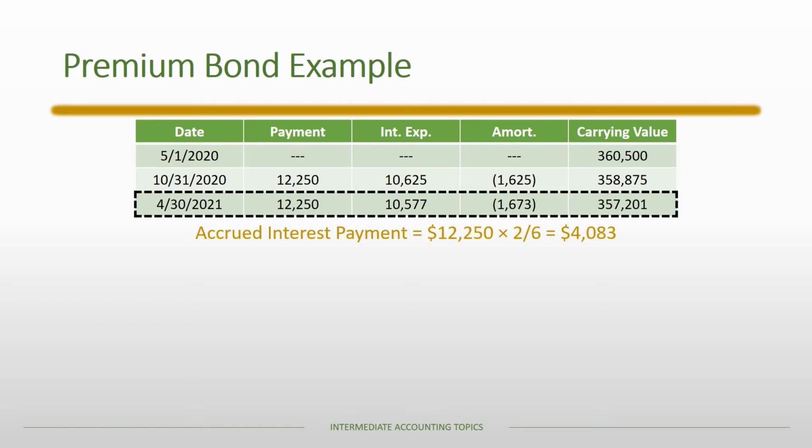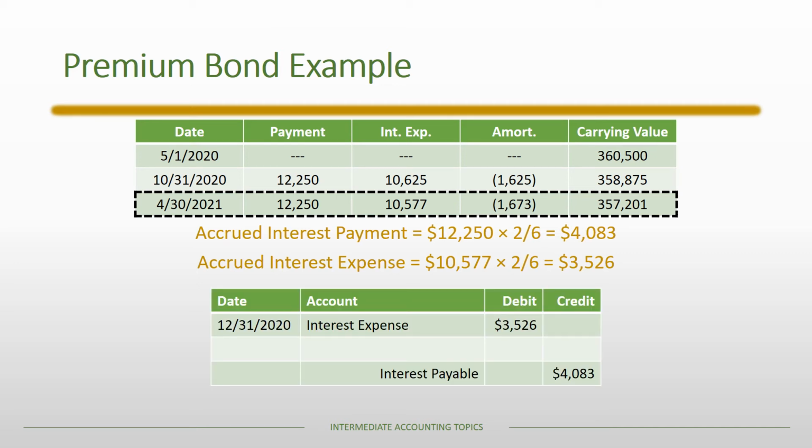In this case, the accrued interest payment, the amount of interest that's owed, this is the interest payable, is the contractual interest payment, 12,250, times 2/6, because 2 months have passed since October 31st and the 12/31/2020 fiscal year end, for a total of $4,083. We also have to accrue the interest expense, which of course is based on the $10,577, also multiplied by 2/6, which means we accrue interest expense of $3,526. So our journal entry includes those two pieces of information that we calculated, the interest expense and the interest payable. And then we amortize the bond premium for the difference between the two.